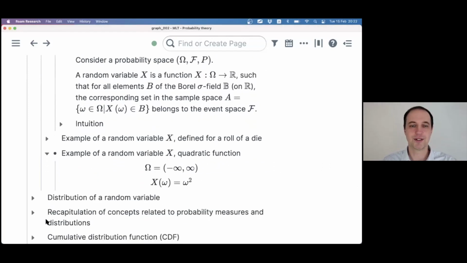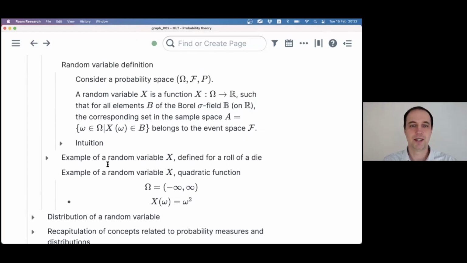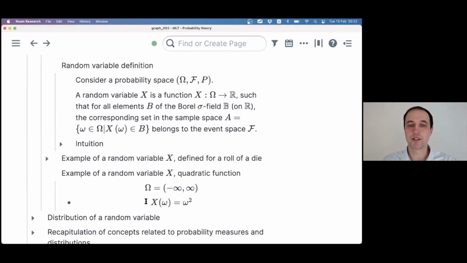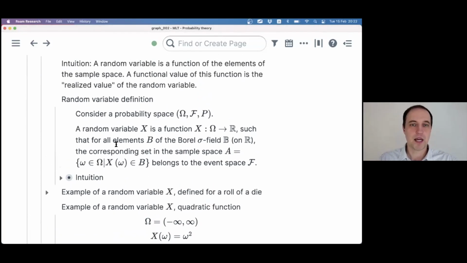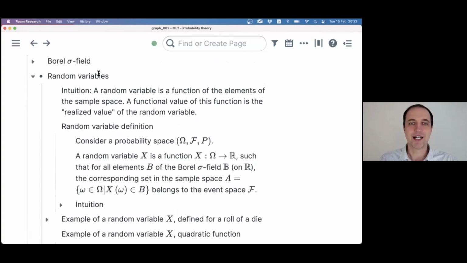And we had some examples. So this was a quick example of a random variable that was just a quadratic function where the functional value was just omega squared, where omega was the outcome. In this case, the outcome was just a real number. I'm not going to repeat here the technicalities unless people ask me about that.